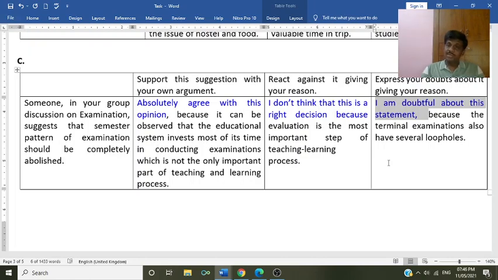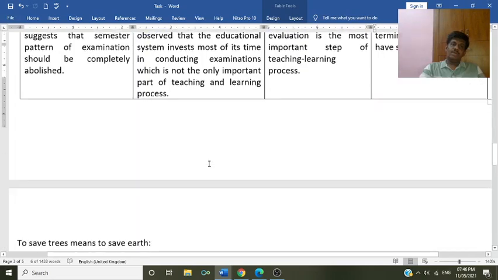There are two things. One, you can ask a question, and by asking a question you raise or express your doubt about the statement. And second, you simply say that I am doubtful about this suggestion, I do not agree with this, and you give the reason why you are doubtful about this opinion. So this is the C part of this task.